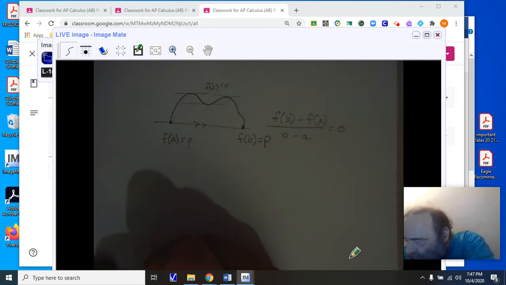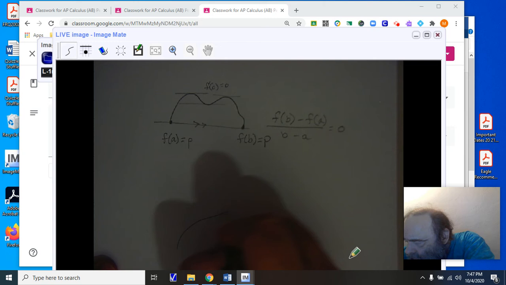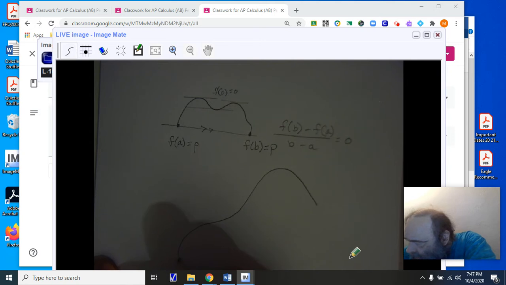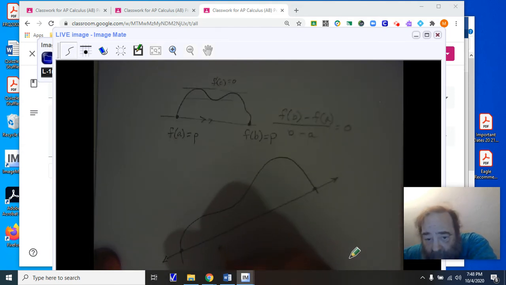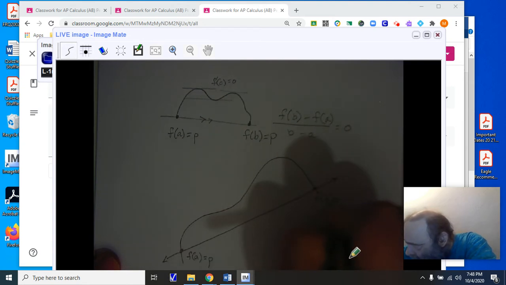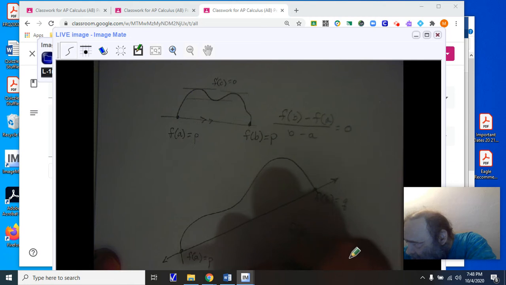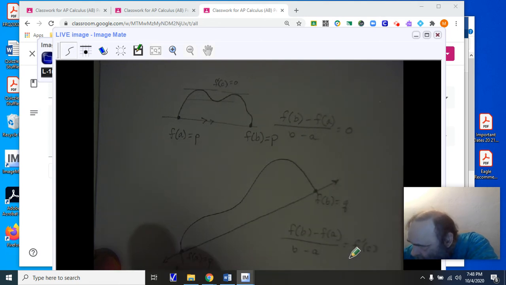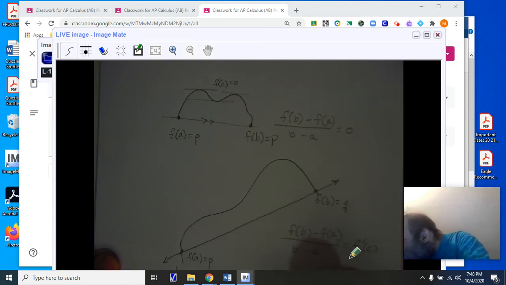But what if we tilt the curve? What if we take a look at two values that are unequal? Well, once again, we're still looking at the slope of a secant line called the average rate of change. So if this is f of a equaling p, and this is f of b equaling q, then there has to be an f of b minus f of a divided by b minus a. And it has to equal a derivative at some other value on this interval.